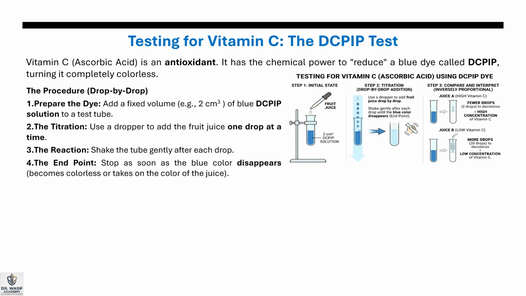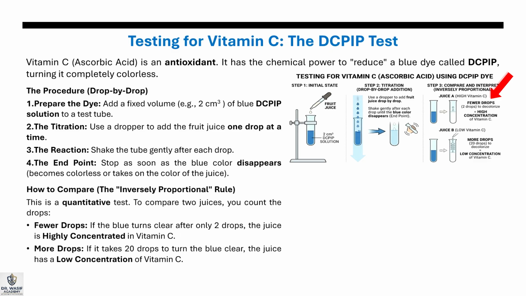The results are inversely proportional. If it takes only 2 drops to clear the blue, that juice is a powerhouse. It is highly concentrated. But if it takes 20 drops, that juice is weak. It has a low concentration of vitamin C. So the fewer drops you need, the stronger the vitamin C.